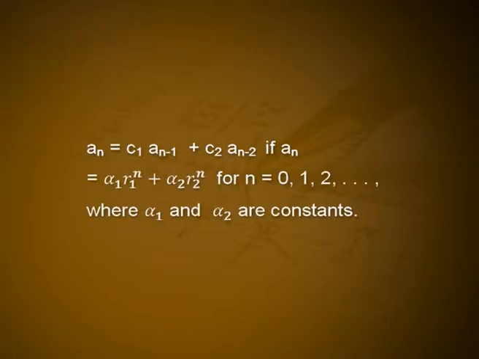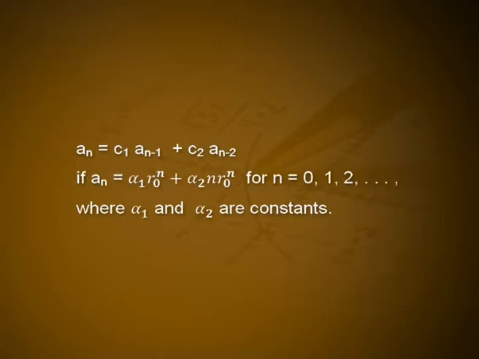Theorem 9. Let C1 and C2 be real numbers. Suppose that r square minus C1 r minus C2 is equal to 0 has two distinct roots R1 and R2. Then the sequence a_n is a solution of the recurrence relation a_n is equal to C1 into a_(n-1) plus C2 into a_(n-2) if and only if a_n is equal to alpha 1 into R1 raised to n plus alpha 2 into R2 raised to n for n is equal to 0, 1, 2 etc., where alpha 1 and alpha 2 are constants.